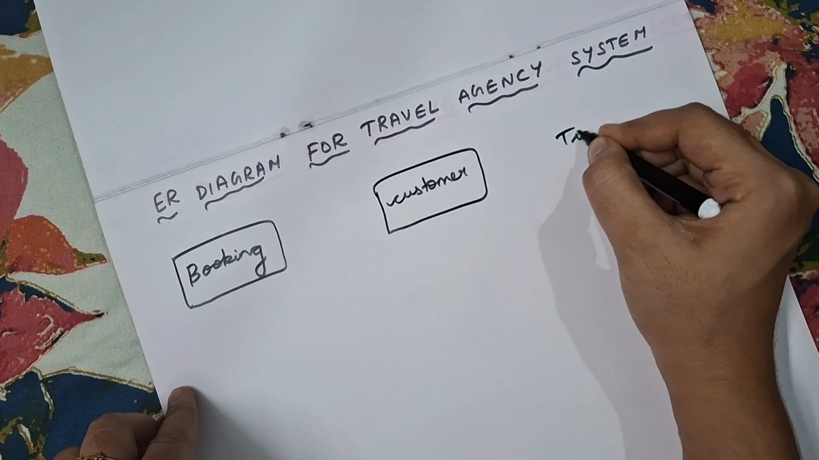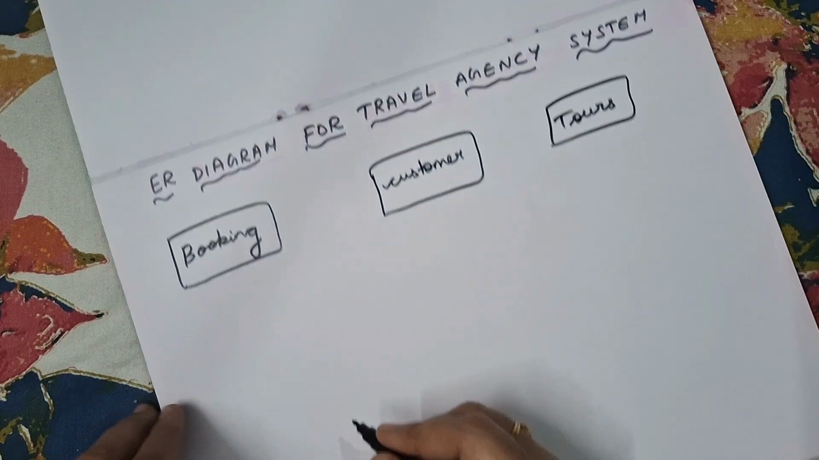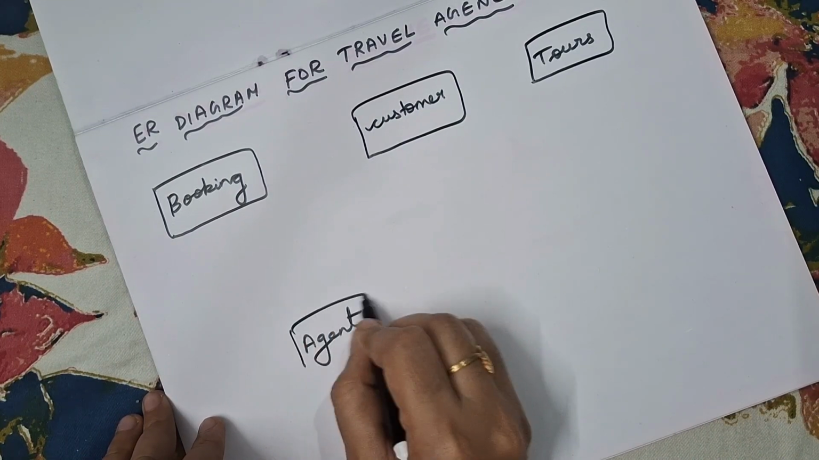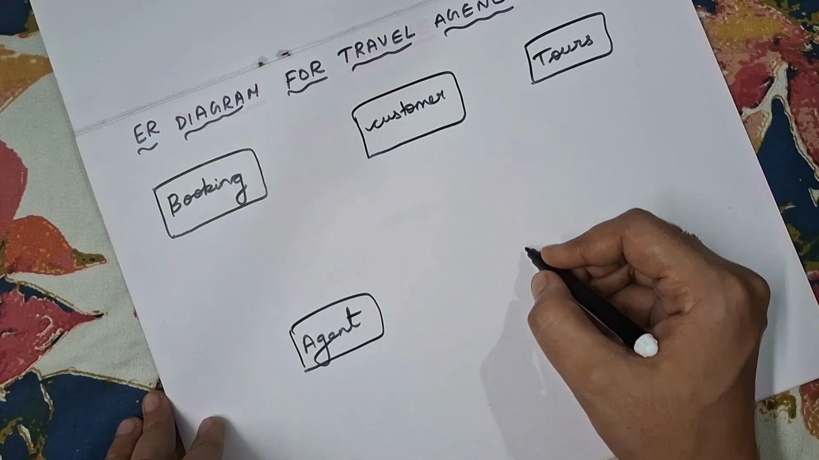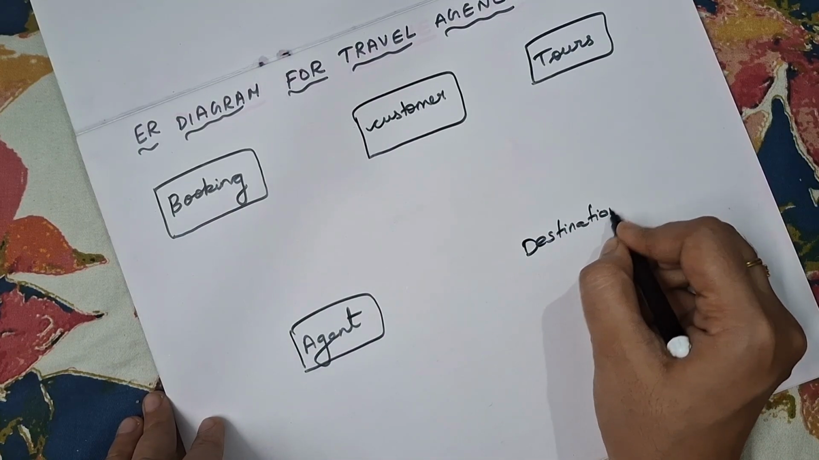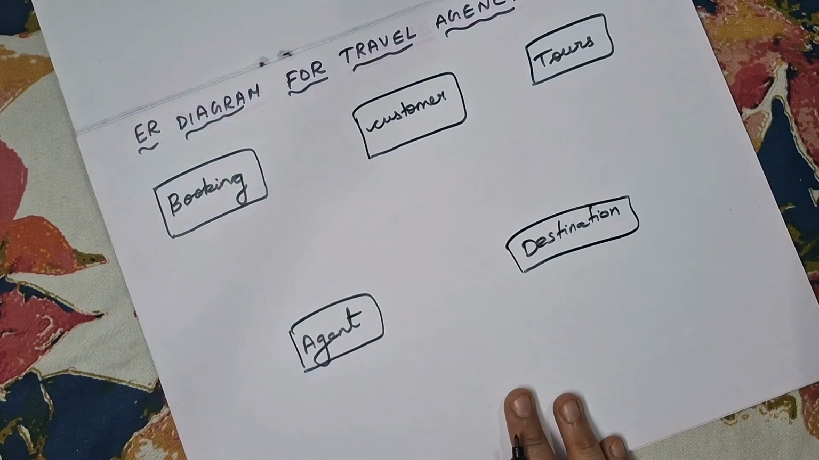Next entity name is tour. It must be written inside a rectangular box. Next entity name is agent. Again, it must be written inside a rectangular box. And the last entity is destination and it must be written inside a rectangular box.